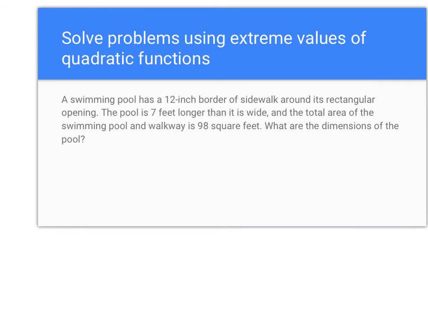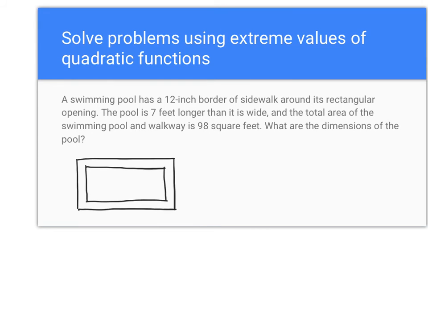So this is one where it could be somewhat difficult to draw everything that you're being told, right? But you've got a rectangular swimming pool with a walkway around it. So like two little rectangles here. Then there's also the fact that it's a 12-inch border of sidewalk and everything else is measured in feet. So you do need to be careful about that.